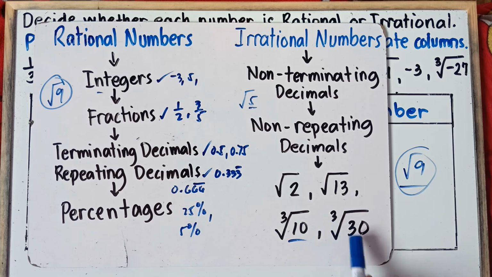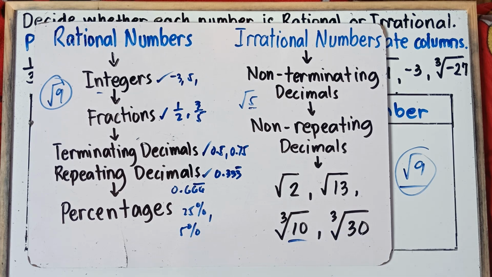Another example, cube root of 30. Is 30 a perfect cube? Nope, 30 is not a perfect cube. Therefore, class, this number is an irrational number. I hope it's clear for you, class, with regards to irrational numbers. Just remember: in square root, if the number is not a perfect square, automatically the square root is an irrational number. For cube root, if the number inside the cube root is not a perfect cube, automatically that number is an irrational number. I hope it's clear for you, class.